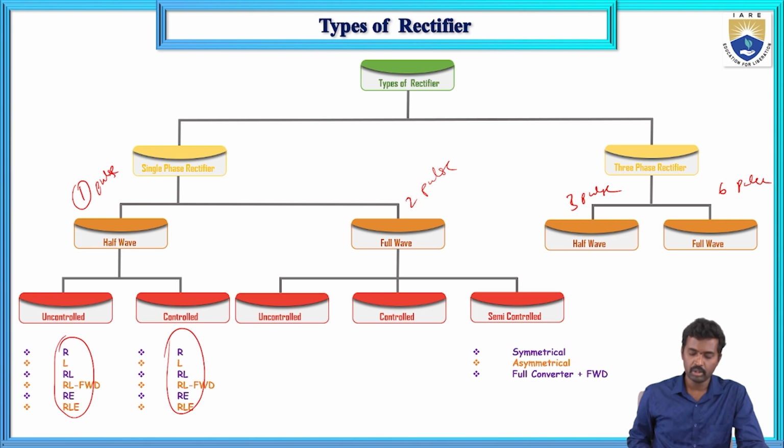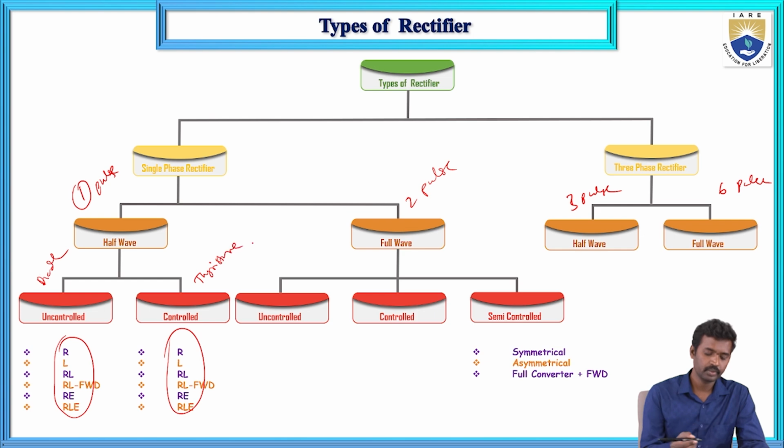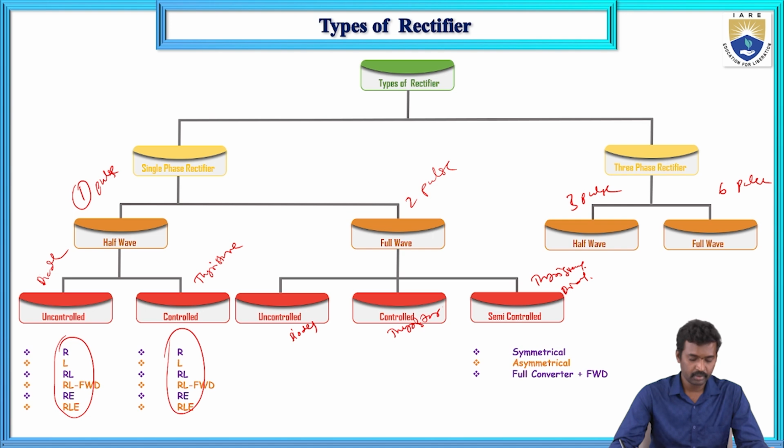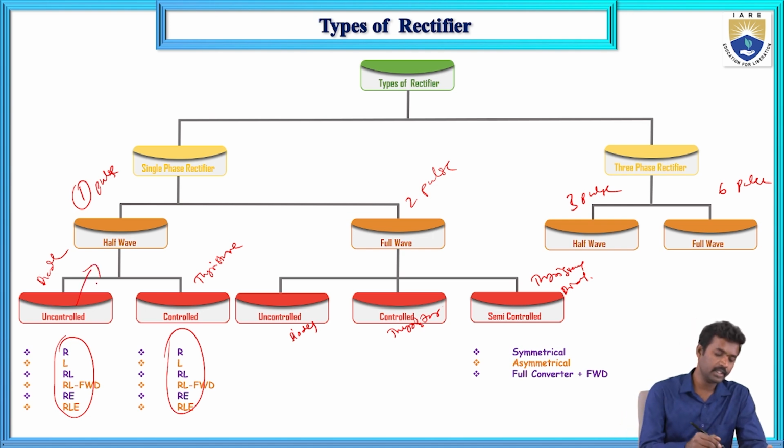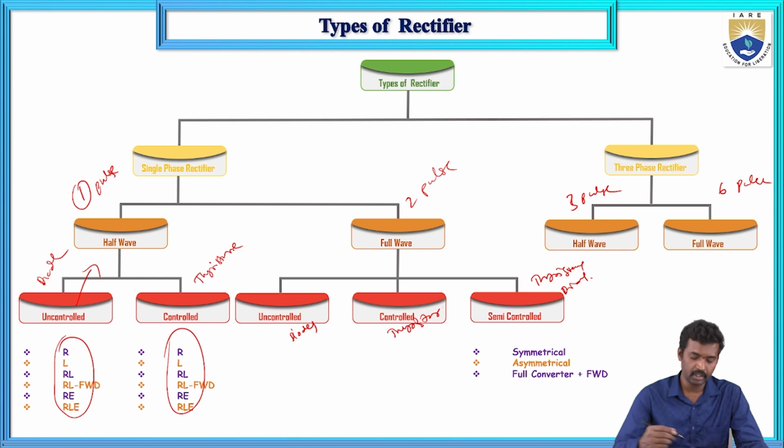These are the loads. In the uncontrolled rectifier, we will use only diodes. In the controlled rectifier, we will use thyristors. And in the semi-controlled rectifier, thyristors and diodes as the semiconductor devices. So here we will get fixed DC, and here variable DC, and here variable DC. So these are the classifications of rectifiers.